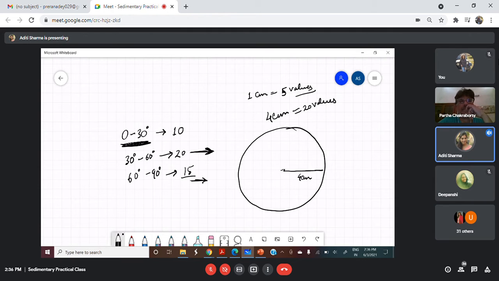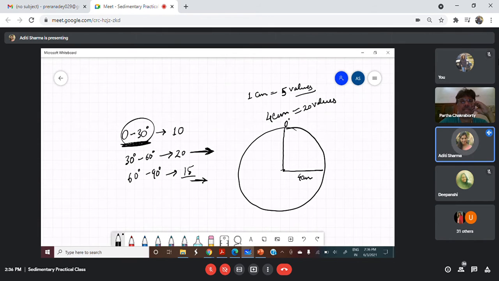Okay, so now you know that this radius will represent a maximum of 20 values. Now you have divided your data into 30-degree intervals. This circle will represent 360 degrees. We will divide the circle into these 30-degree intervals. So if I draw these intervals, let's start from here.